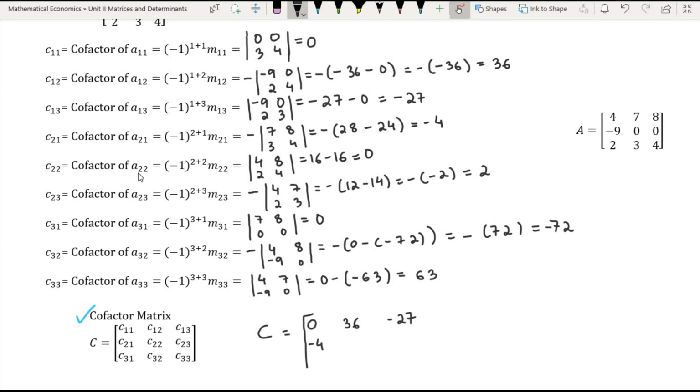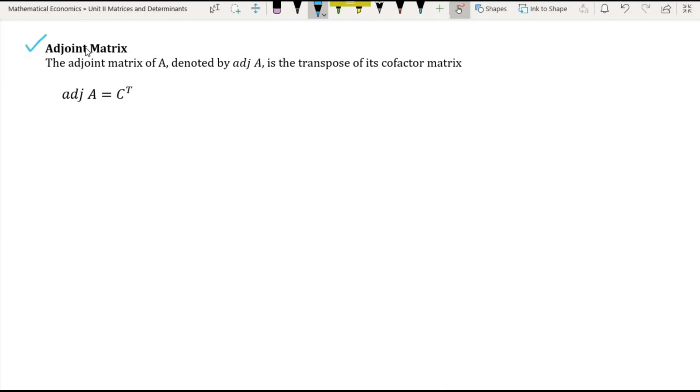C22 is the cofactor of the element A22 and its value is 0. C23 is the cofactor of the element A23 and its value is 2. C31 is the cofactor of the element A31 and its value is 0. C32 is the cofactor of the element A32 and its value is minus 72. C33 is the cofactor of the element A33 and its value is 63. Therefore, the cofactor of the given matrix A contains elements 0, 36, minus 27, minus 4, 0, 2, 0, minus 72 and 63. Now let us discuss what is an adjoint matrix.